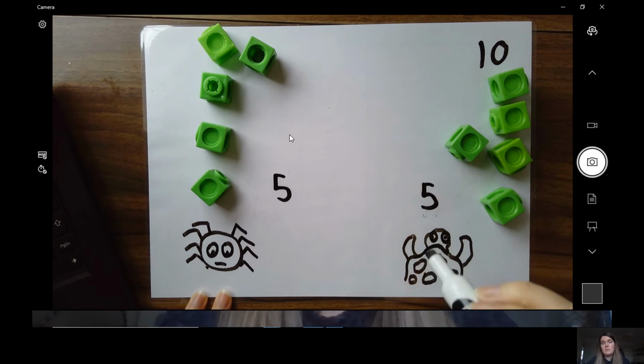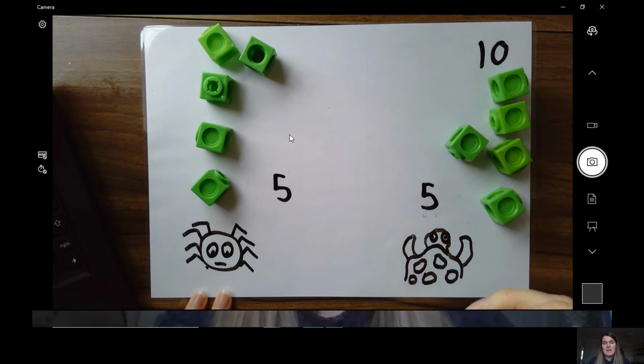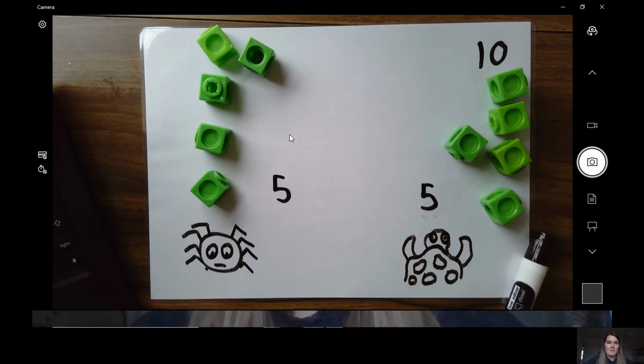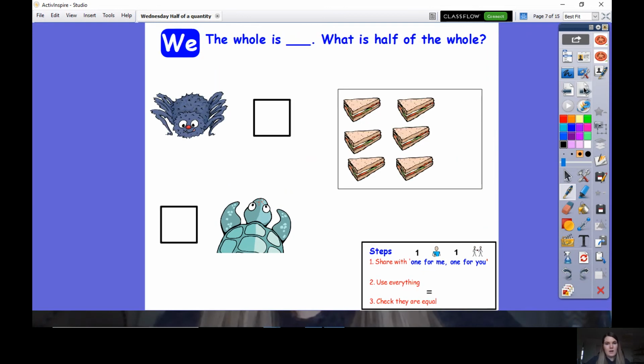And to check, we can do the opposite of halving. Double 5 is 10. Very good. Have we halved equally? Absolutely, we have. So the spider got 5 cookies and the turtle got 5 cookies also. Fantastic. All right, let's see if you can have a go with me.